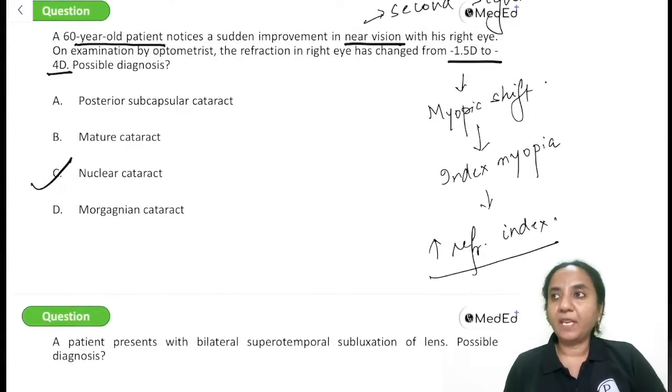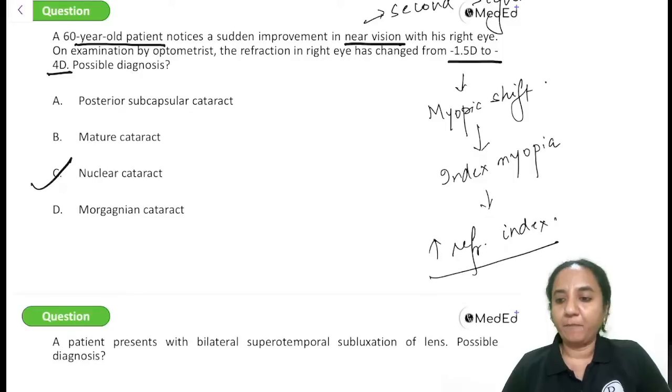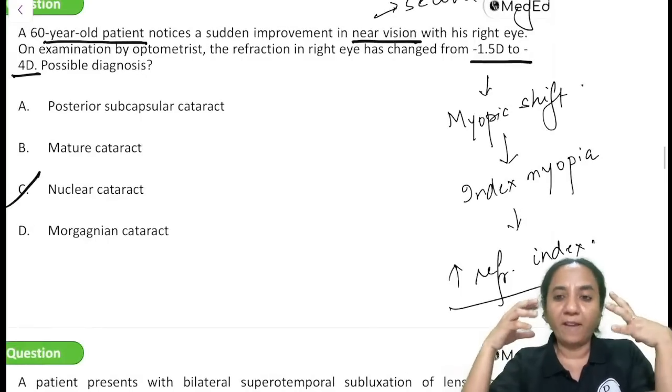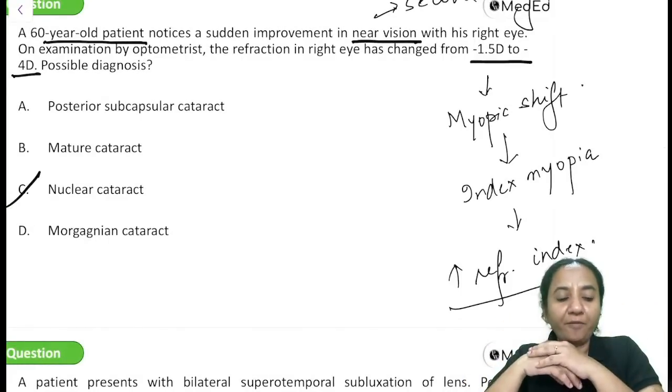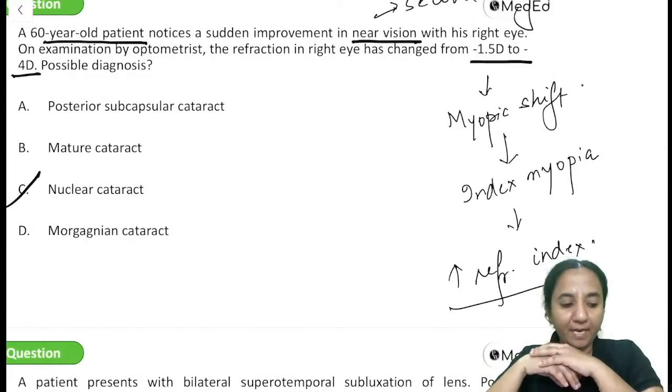So let us do something. Let us take a short break of 5 minutes. I will be back in 5 minutes and then we will continue with the rest of the questions, because otherwise it will become too heavy for you. Just take a short break of 5 minutes, फिर वापस आते हैं and then we'll start with the next question.